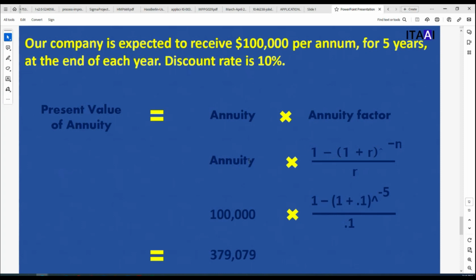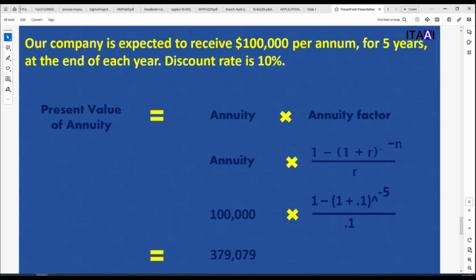So, just plugging in those numbers: the annuity amount is 100,000 multiplied by the factor, where R becomes 0.1 and N becomes 5. Solving for it, you get $379,079. So the payments you will receive, $100,000 each for 5 years, roughly speaking come to 500,000. But when you convert that to present value, it is equivalent to $379,079.